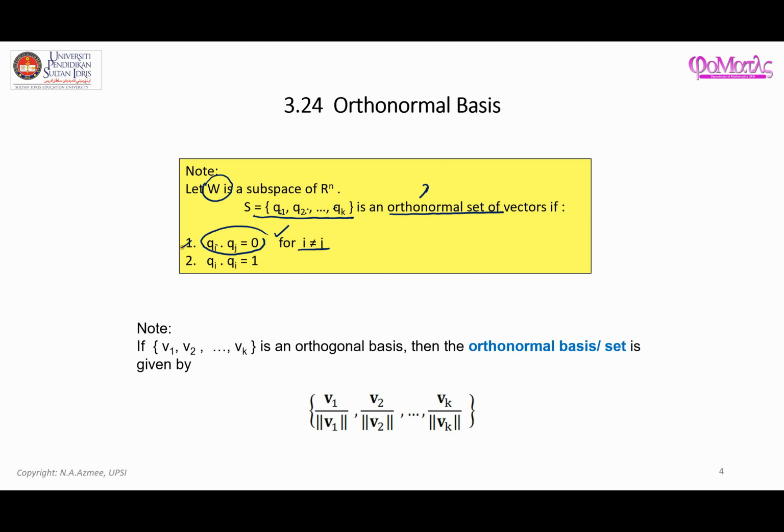And there's another idea to that. If it is orthonormal, then if you consider the product of itself, qi dot qi, the answer is equal to 1.